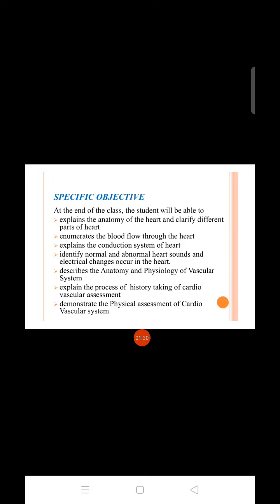What are the specific objectives? At the end of the class, the student will be able to explain the anatomy of the heart and clarify different parts of the heart, enumerate the blood flow through the heart, explain the conduction system of the heart, identify normal and abnormal heart sounds and electrical changes that occur in the heart, describe the anatomy and physiology of the vascular system, explain the process of history taking of the cardiovascular system, and demonstrate the physical assessment of the cardiovascular system. We will see these things in this slide.